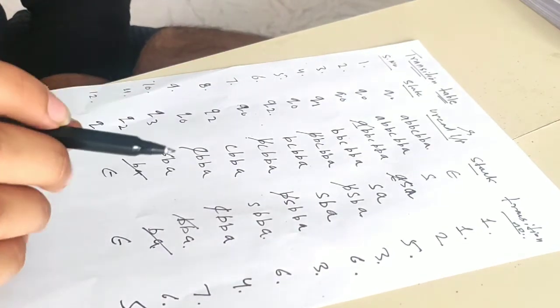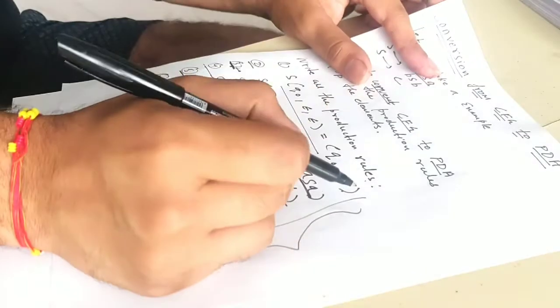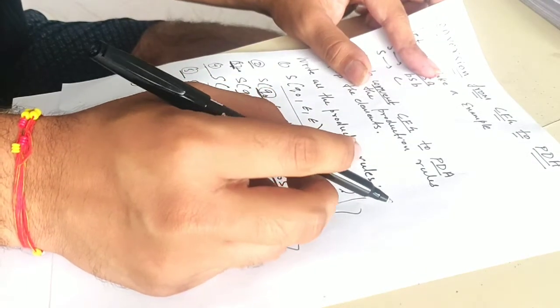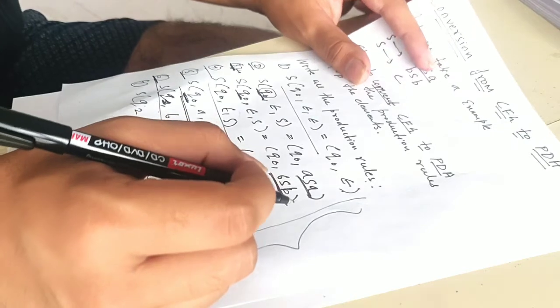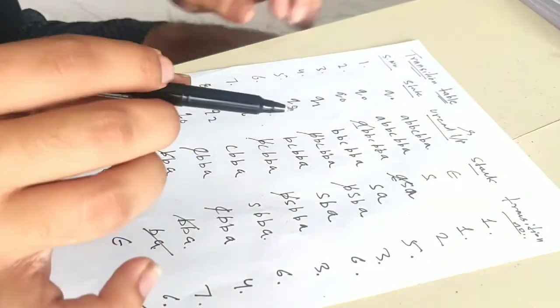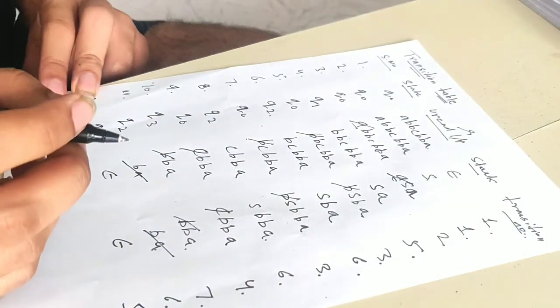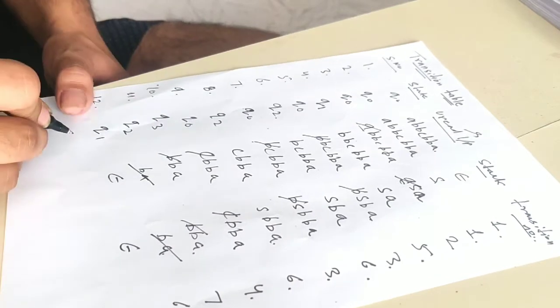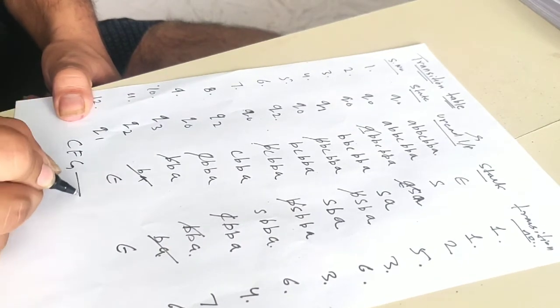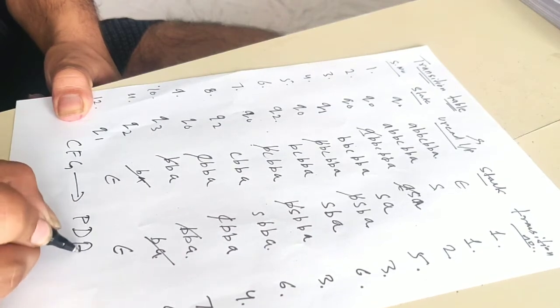So first we have to write all the production rules, and then we have to start popping the elements with the help of the transition table. Then we will get our PDA. So in this form we can convert the CFG into PDA.